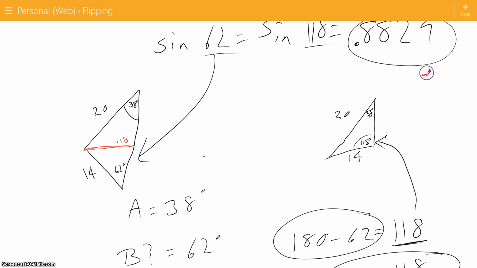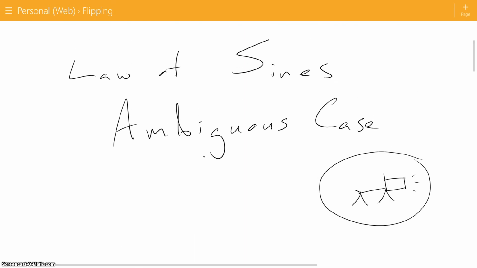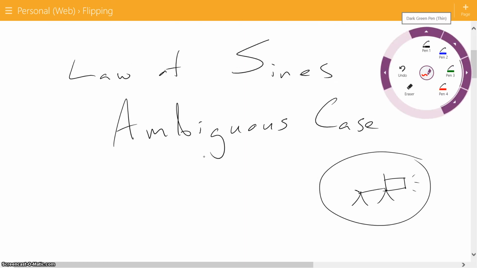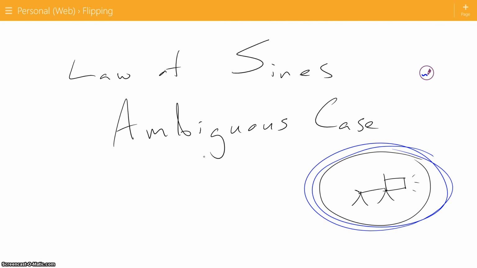All right, again, this is the law of sines, the ambiguous case, complete with awesome stick schnauzer. It doesn't get any better than this.